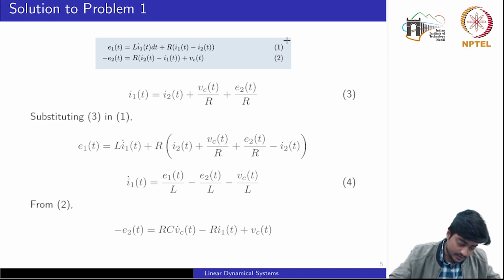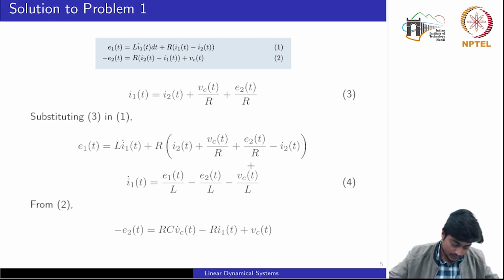Proceeding forward, using these two equations, with just a simplification, we can write I1 is equal to I2 plus VC by R plus E2 by R. Then substituting this third equation into the first equation, we obtain this one. All these steps we are doing so that we could have the first derivative of the state variable on the left hand side. After some simplification, we get the first derivative of the first state, which is I1, equal to IL, and on the right hand side we have a function of the inputs E1, E2, and another state VC.